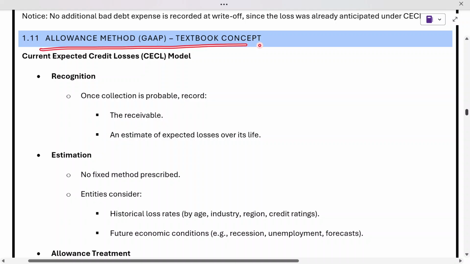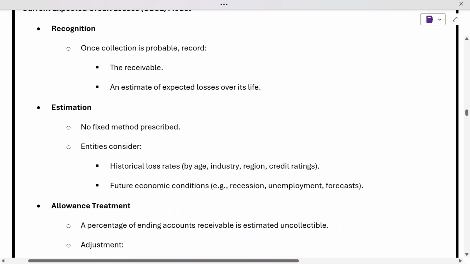So what does the textbook say? It says that in the current ECL model, we need to recognize once collection is probable, we record the receivables, and we also estimate the expected losses over its life. And when we do the estimation, no fixed method is prescribed. We may take it based upon industry standards, or past experience, or other elements as well. So there is no fixed method prescribed.